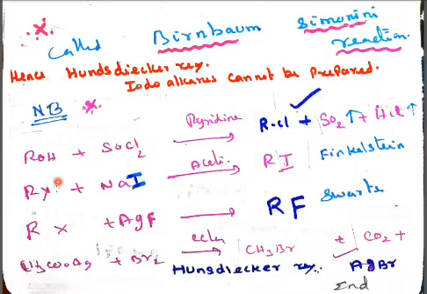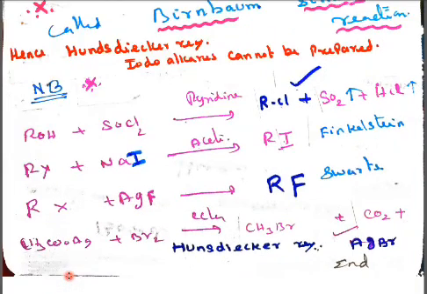To sum up, I have given all four reactions. Thionyl chloride with pyridine as a base catalyst gives alkyl chloride; the Finkelstein reaction gives alkyl iodide; the Swarts reaction gives alkyl fluoride; and the Hunsdiecker reaction gives alkyl bromide. So chlorine, iodine, fluorine and bromine: all four naming reactions, with alcohols, with alkyl halides, and with the silver salts of carboxylic acids.